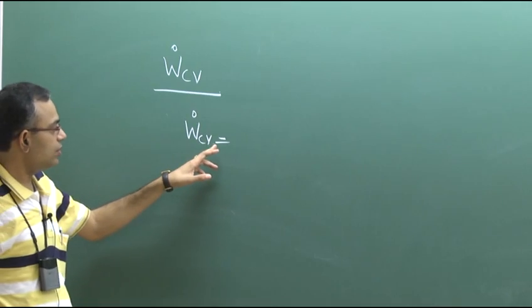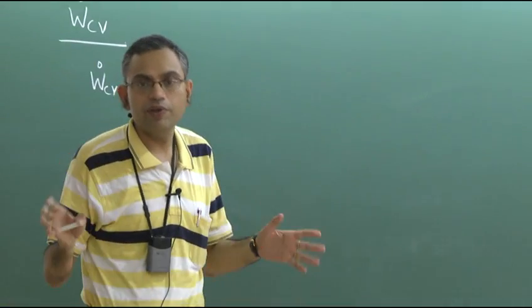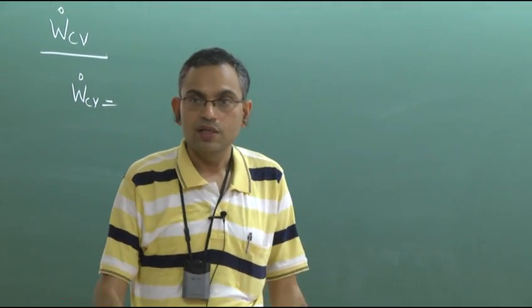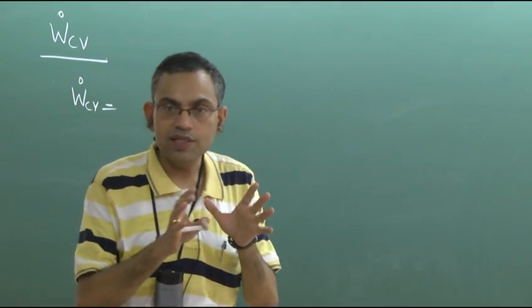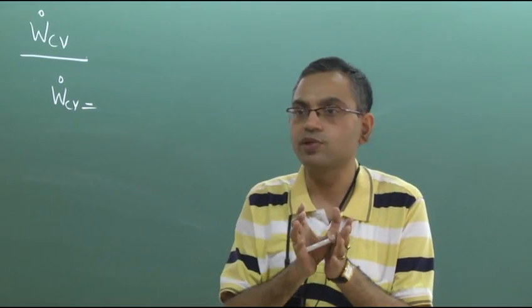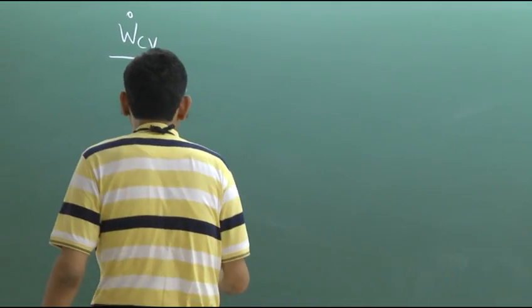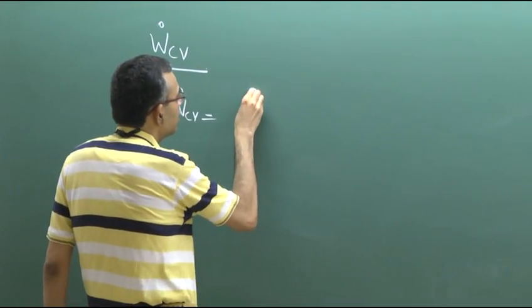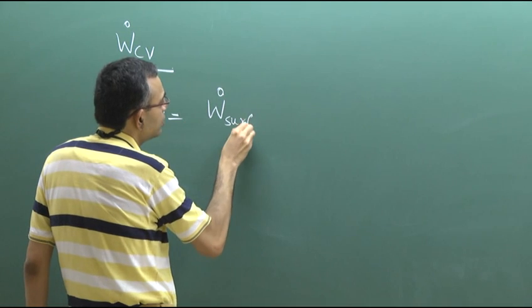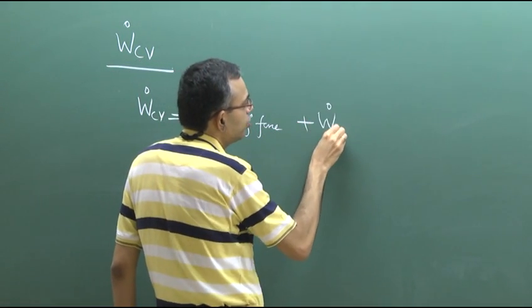So, now work done is because of what? Because of surface force and body force, right. Work done is because of presence of forces, and there are two types of forces, surface force and body force. So, work done is due to what? Work done due to surface force plus work done due to body force.